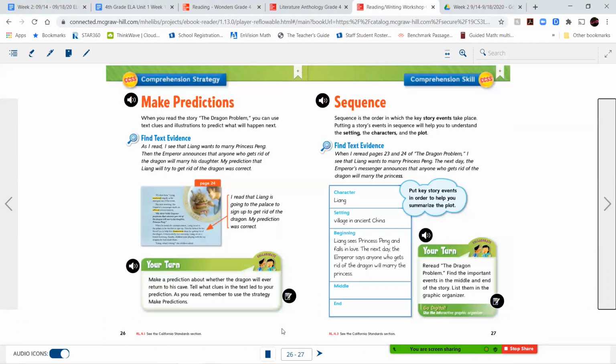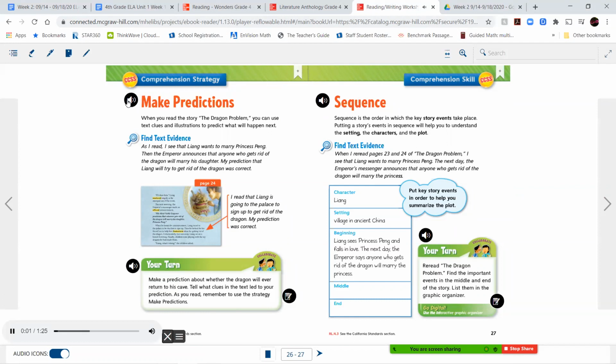Okay, so now we've gone through our second story, and we're going to go ahead and talk about our comprehension strategy and skill. We're going to talk about the genre that we're reading, which is the type of story. And we're also going to talk about our vocabulary strategy that helps us understand different words and ways for us to use different clues and tools that we know to figure out the meaning of words that we're not familiar with.